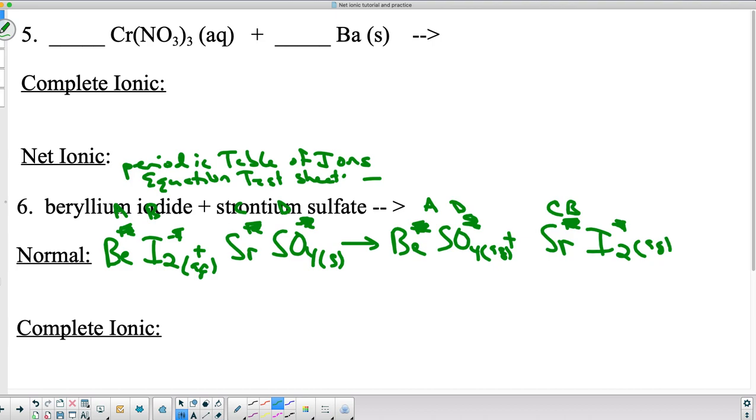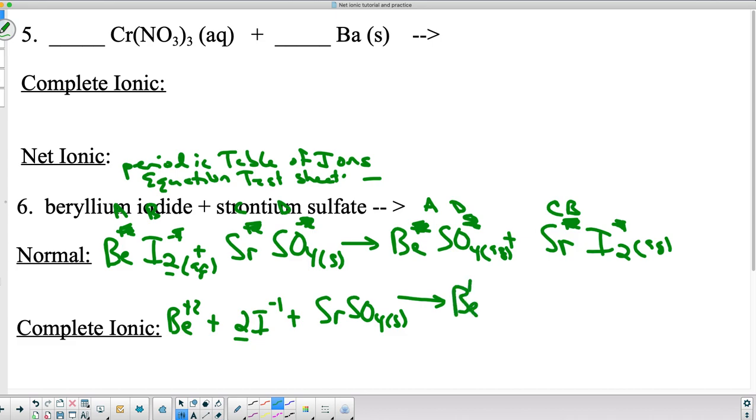So that means for the complete ionic equation, I'm going to split everything up into ions, change the subscripts into coefficients for most of them. Notice that the SrSO4 stays the same because it's a solid and not aqueous. The rest of them on this side change though.